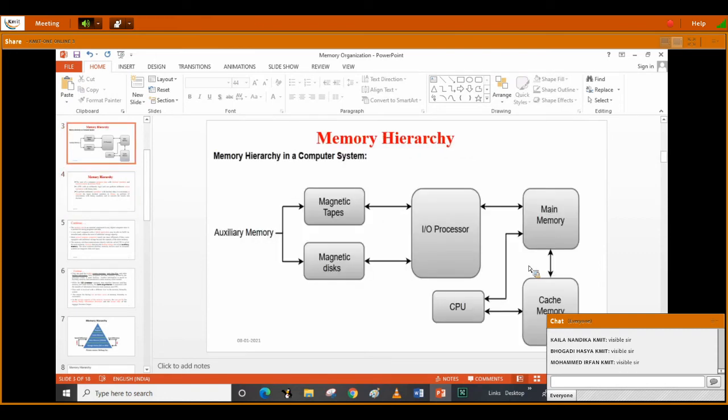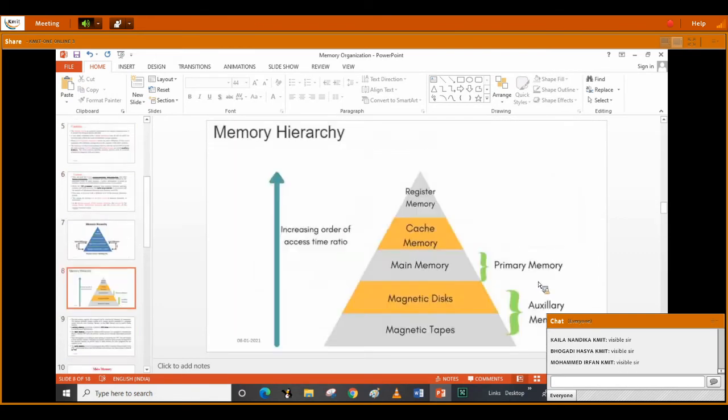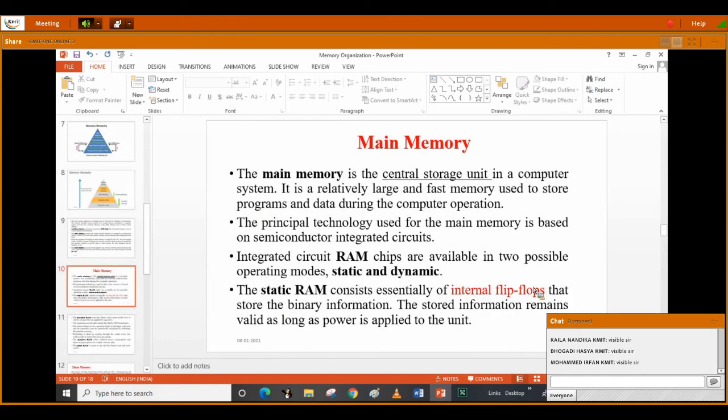Here is the main memory hierarchy, and now we can go through it. We can increase the data capacity starting from the auxiliary memory, which is the first preference, then main memory, after that cache memory, and after that register memory. Here we discuss what the main memory is.